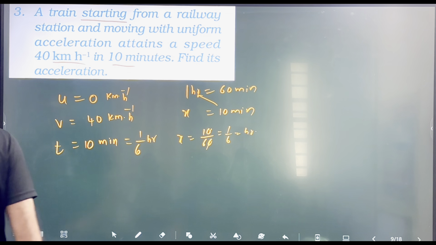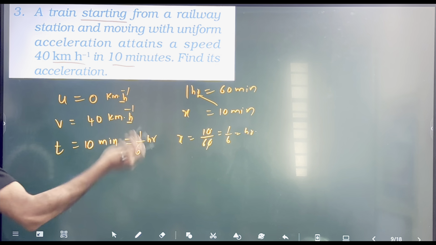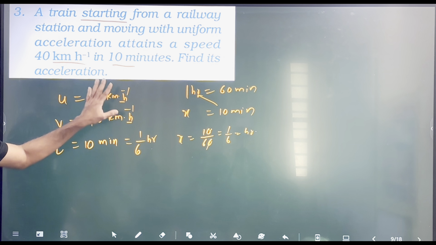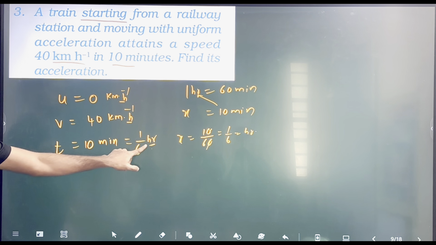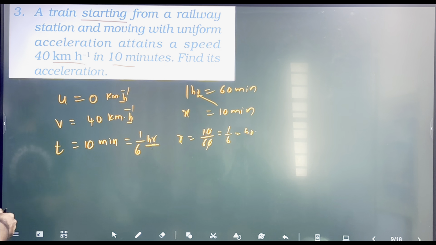So here time is given in hours, so you need to change time into hours only. This is a very important step. All units you have to observe. Here time units are hours, so here also you have to convert into hours only, right? So now find its acceleration. How do you find the acceleration?